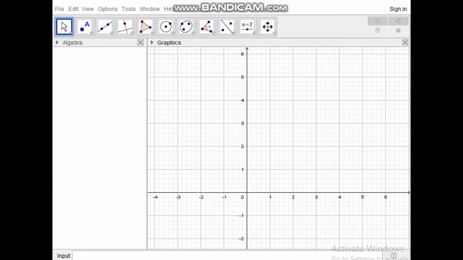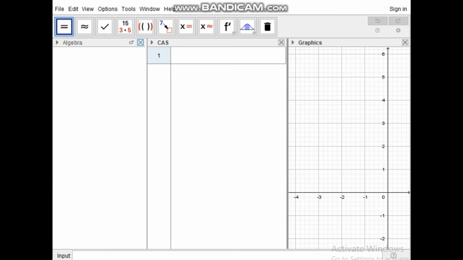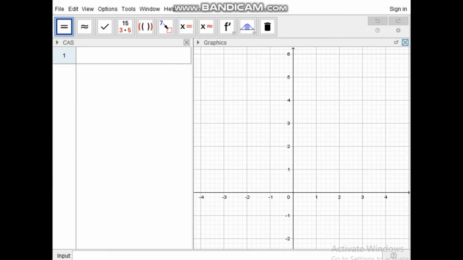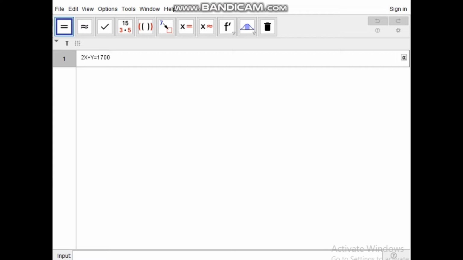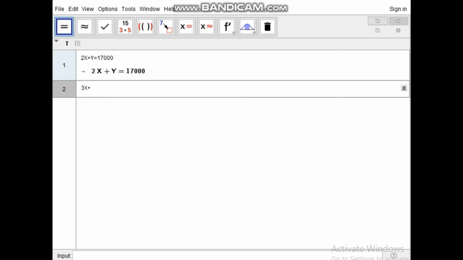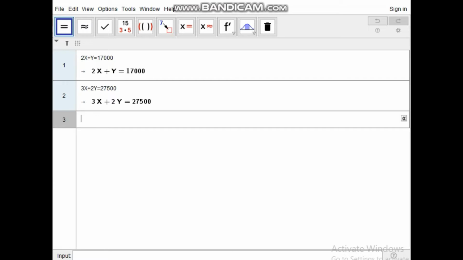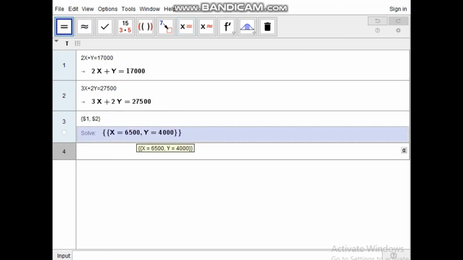Of course, ma'am. Okay, now we will check our answer using GeoGebra. The answer is the same as our answer in the worksheet. So the price of one pack of origami is 6,500 and the price of one paper glue is 4,000.